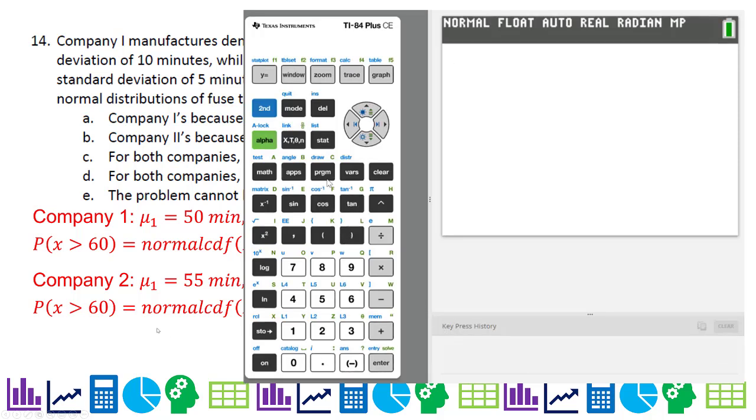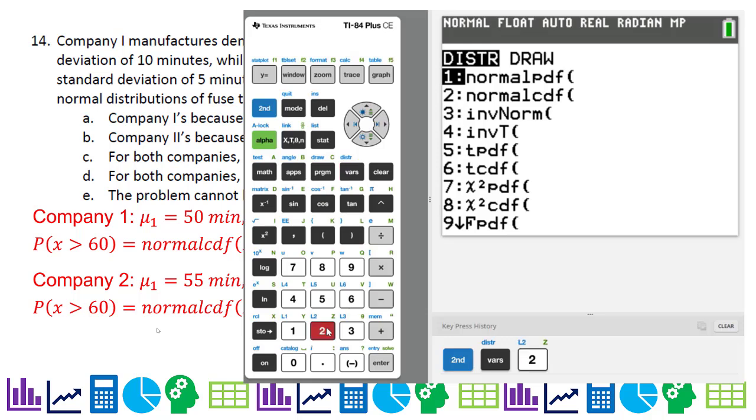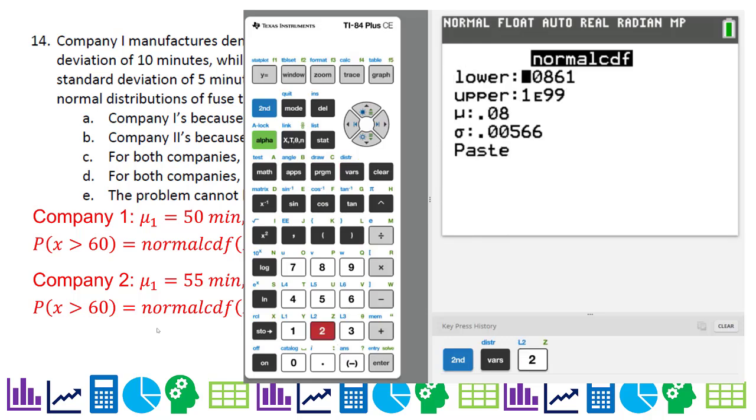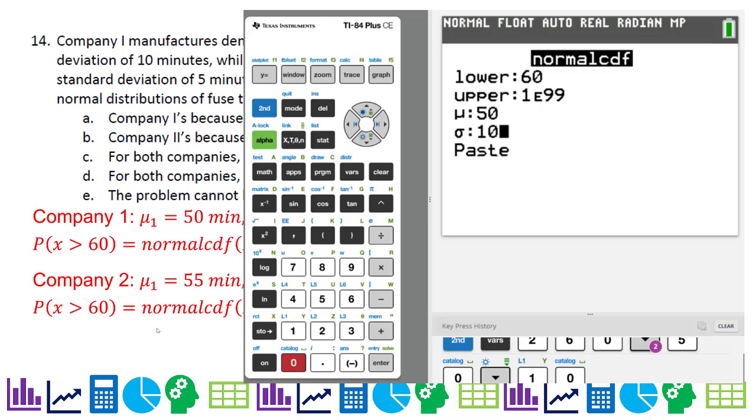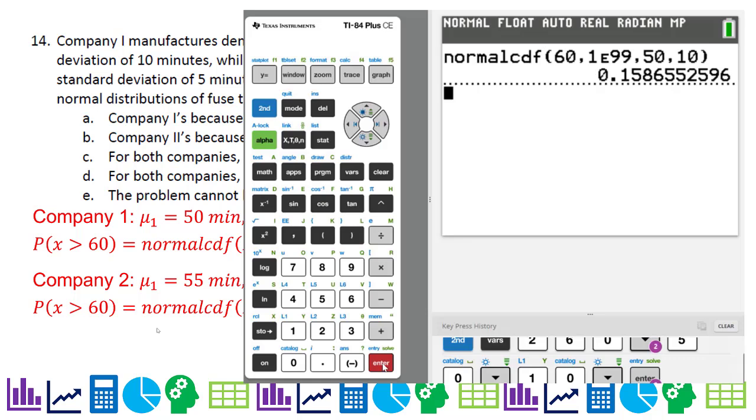All right, a little more normal distribution practice on the TI-84. Second, distribution, normal CDF. So our lower in this case is 60 for the first company. Our upper is infinity, yeah, I get to keep that there. Our mean is 50 and our standard deviation is 10. Let me go ahead and hit enter. And our probability is 0.159.